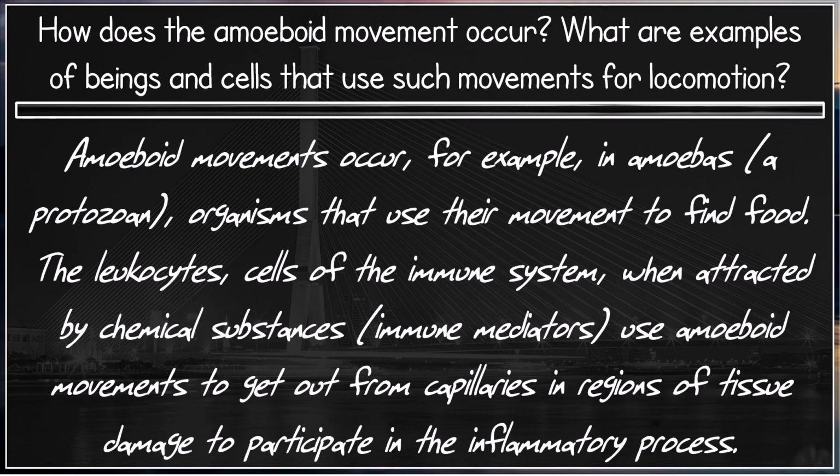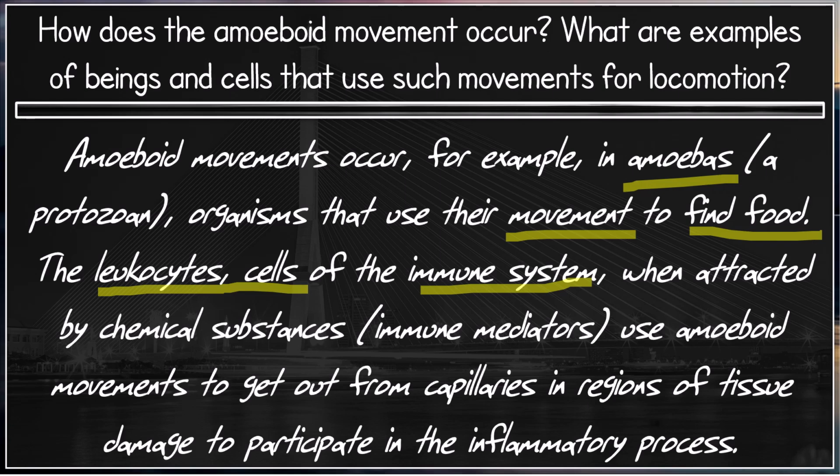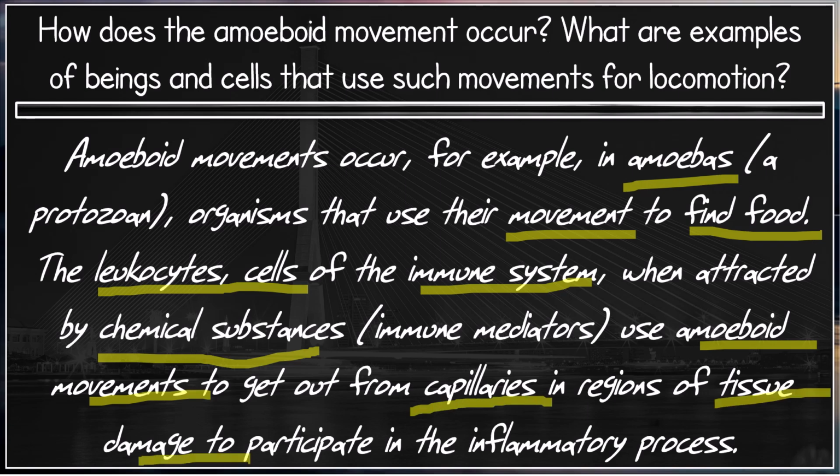Amoeboid movement occurs, for example, in amoeba, protozoa, organisms that use their movement to find food. The leukocyte cells of the immune system, when attracted by chemical substances, immune mediators, use amoeboid movement to get out of the capillaries in regions of tissue damage to participate in the inflammatory process.